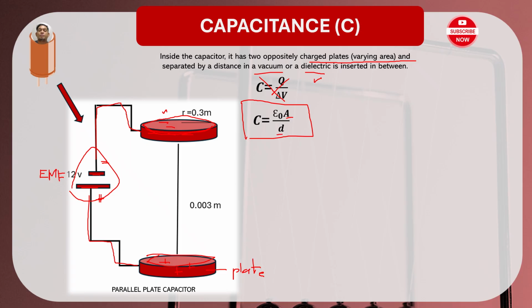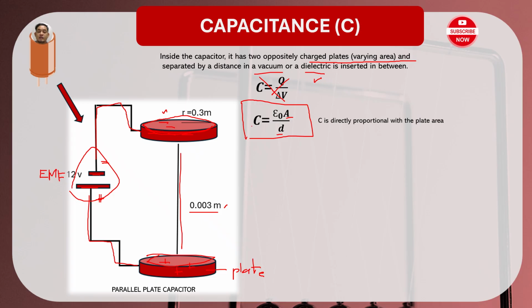And then the distance in between these plates is also provided in the illustration. It's 0.003 meter. It should be in meter. So we have no problem with it because it's already in meter. Okay. And if you notice, the capacitance is directly proportional with the plate area.